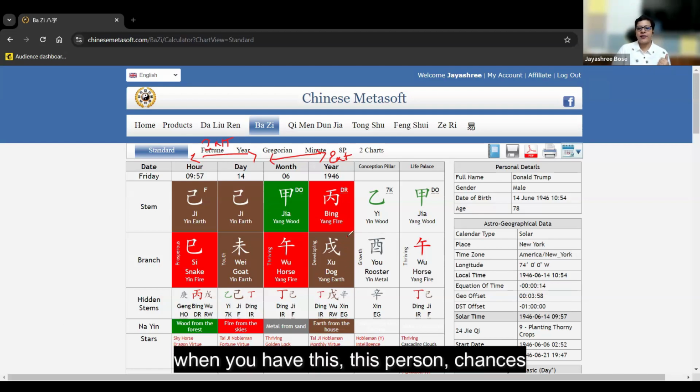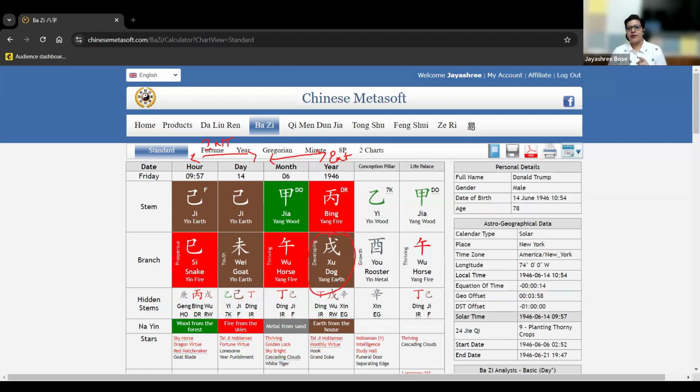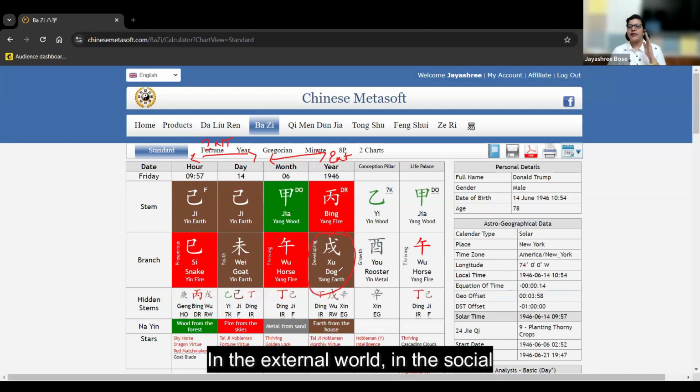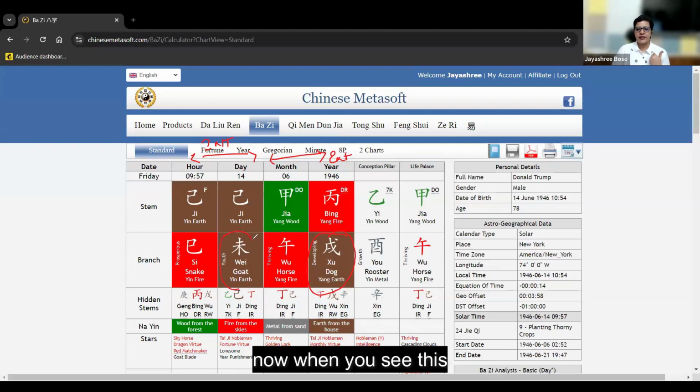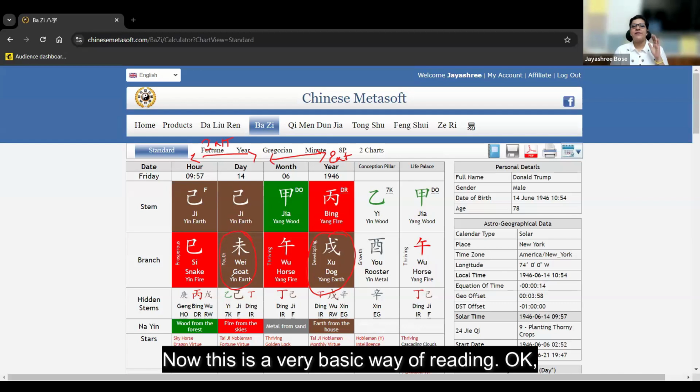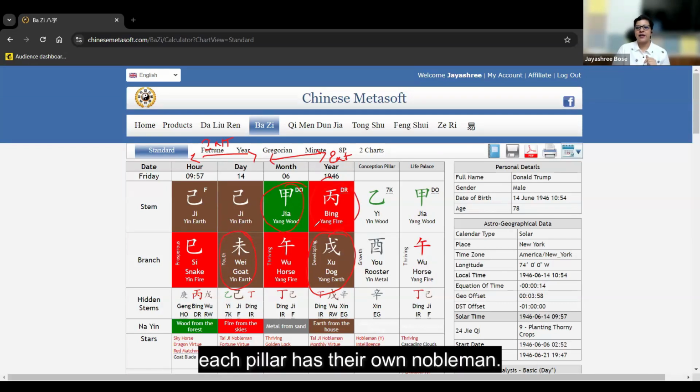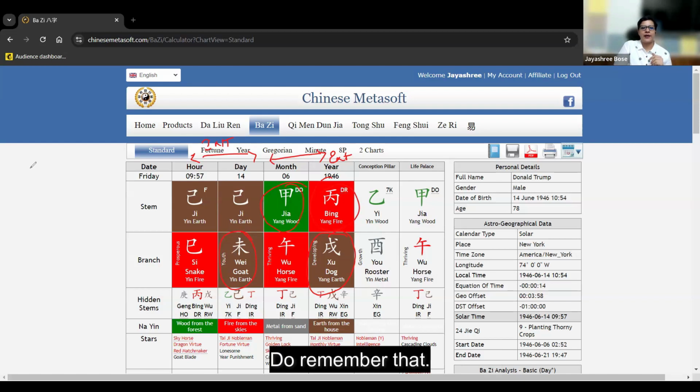Now, when you have this person, chances are high they will meet their nobleman in the external world, in the social pillar, could be in the company they work in, could be an event they go to, it could be that kind of a person. Okay. Now, when you see this over here, their spouse is the nobleman. Now, this is a very basic way of reading. Okay. Each pillar has their own nobleman. Do remember that.